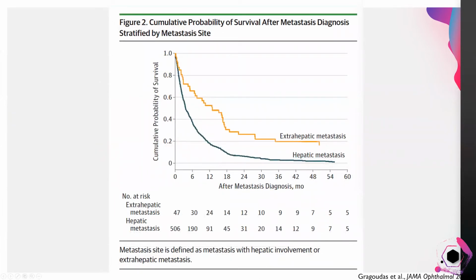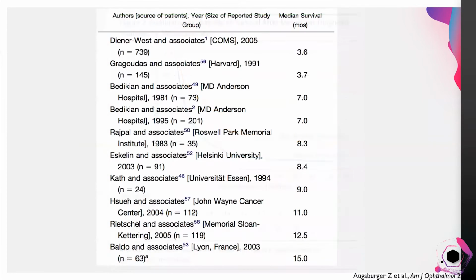Survival after metastasis diagnosis, again, we can do better, but those patients that have extrahepatic or non-liver metastasis seem to fare better than liver metastasis. And then here is just periodic surveillance of about 4,000 patients amongst a variety of different trials.